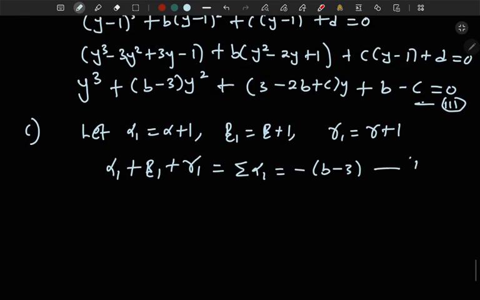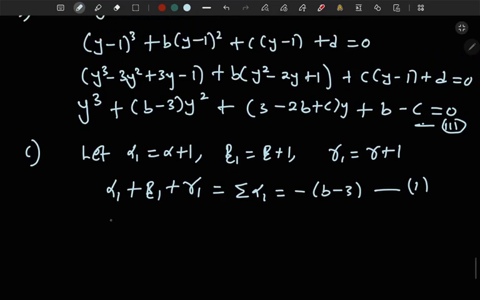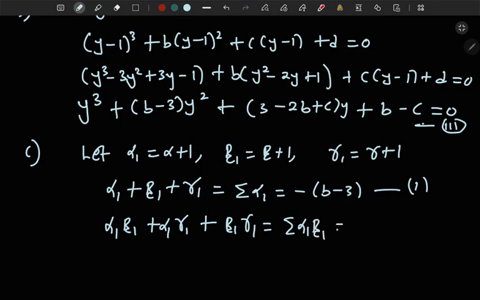So let's call this equation 1. The second one is the sum of products of pairs of the roots, which is alpha 1 beta 1, alpha 1 gamma 1, and beta 1 gamma 1. That one now is going to be 3 minus 2b plus c. And the last one, which is the product of the roots, is going to be c minus b.